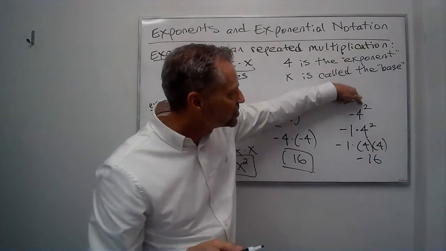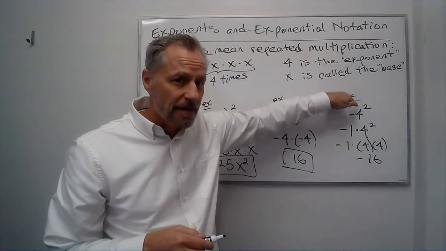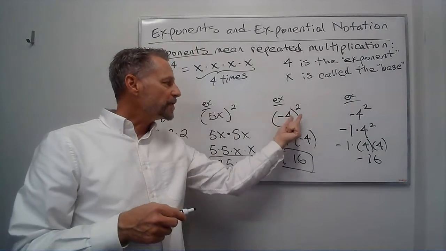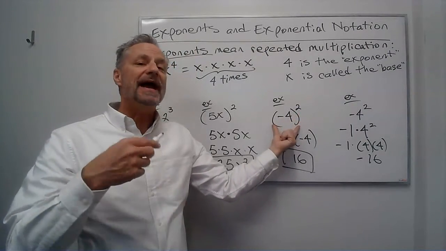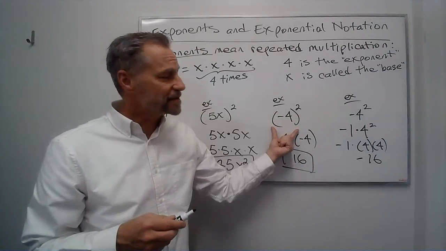So be careful, this square doesn't change that negative to a positive because I'm only squaring the 4. That's what it's touching. With the parentheses, it's touching the parentheses, so everything inside the parentheses gets multiplied together, or squared in this case.